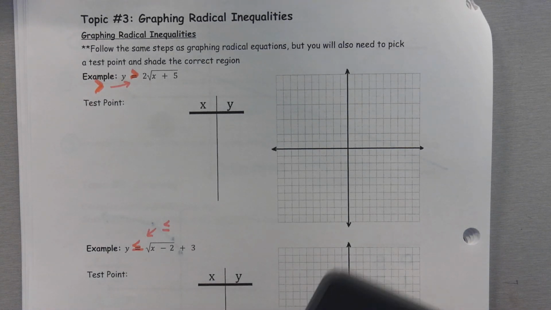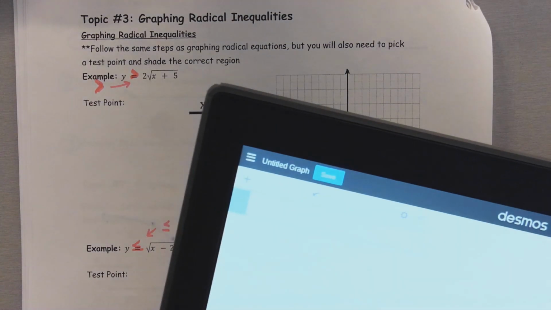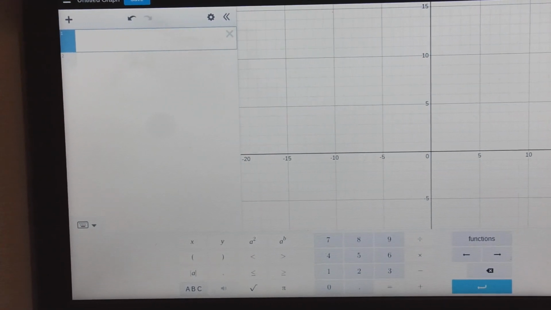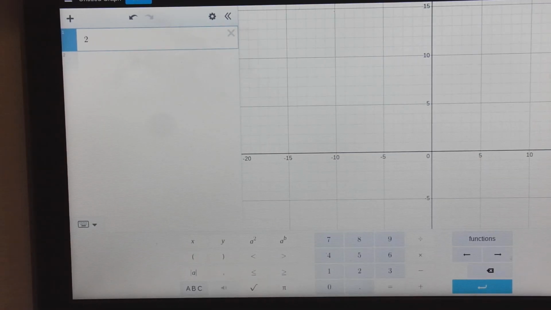Hopefully my Chromebook has enough power because I didn't charge it last night. Okay. Do you see how the 2 is out front? Okay, so I'm going to type in my 2 because I need that first. And then remember, you want to click on the keyboard so the keyboard pops up and you have all these options. The keyboard's in the bottom left corner. And then you're going to click on the square root. Oh, whoops, I don't need 2 of them. 1 is plenty. And then what do I need to type in underneath?